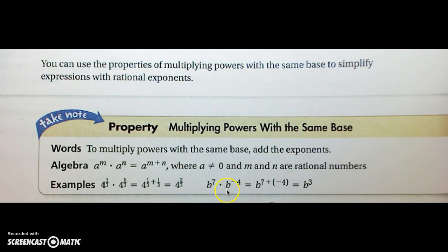Here we have b to the 7th times b to the negative 4th. So 7 plus negative 4 is 3. So we have b to the 3rd power.